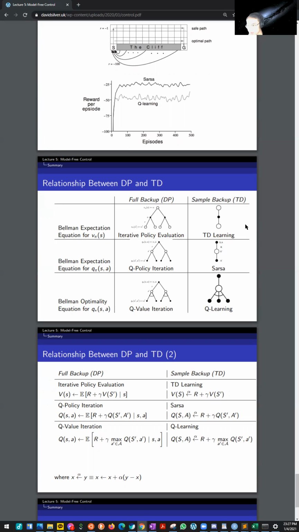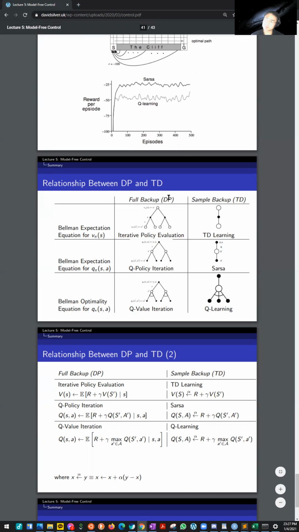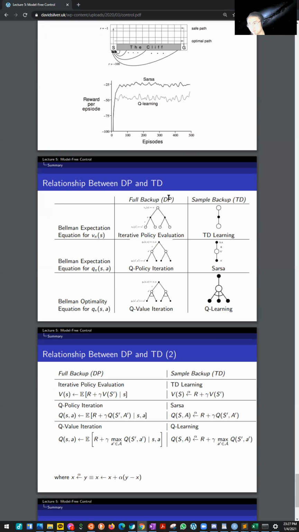And the other dimension of categories is which kind of Bellman equation we use, and what kind of Bellman equation we calculate for. So if we use the Bellman expectation equation for the state value function, it becomes the iterative policy evaluation, which we saw in dynamic programming. As you can see here, the tree is a balanced tree. In fact, all of the full width updates based on the full width backup are perfectly balanced trees.